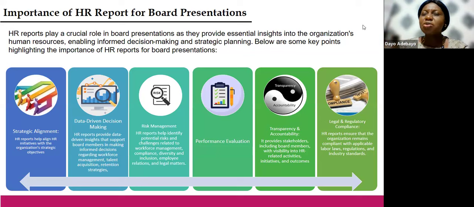So it enables them to make data-driven decisions. Risk management: in this aspect, they can identify potential risks and challenges related to workforce management, compliance, diversity and inclusion, employee relations, and legal matters. These are also very key for them.